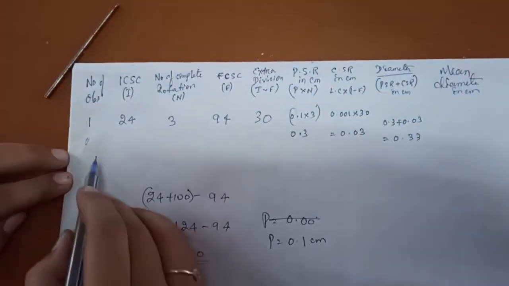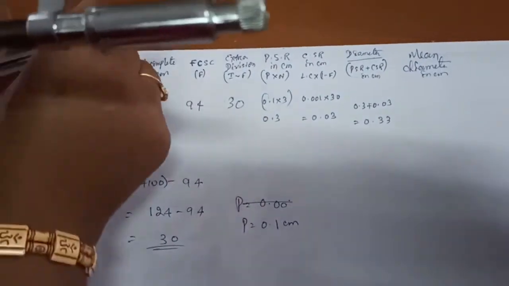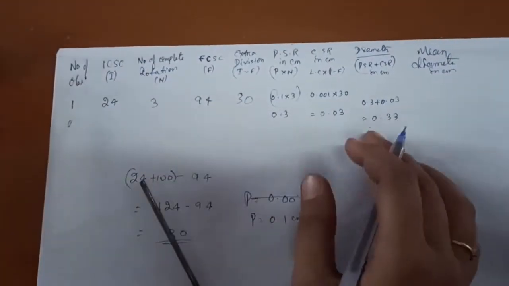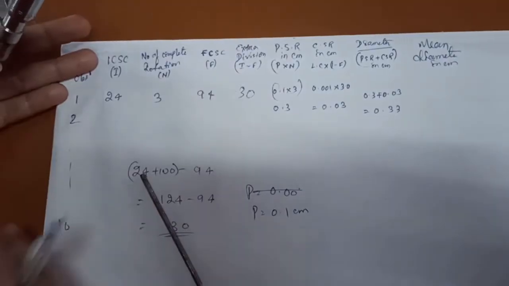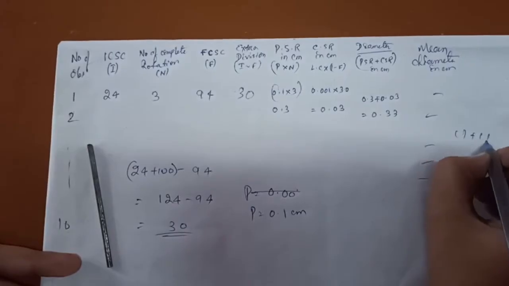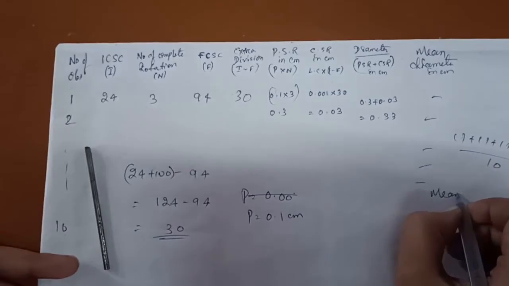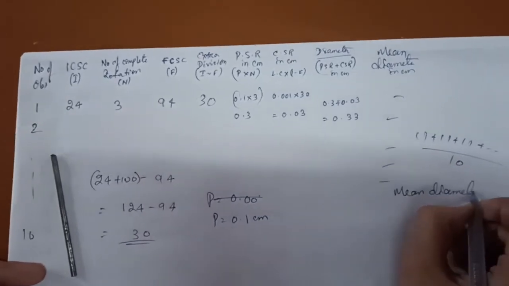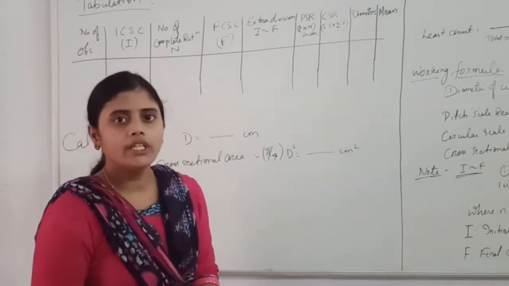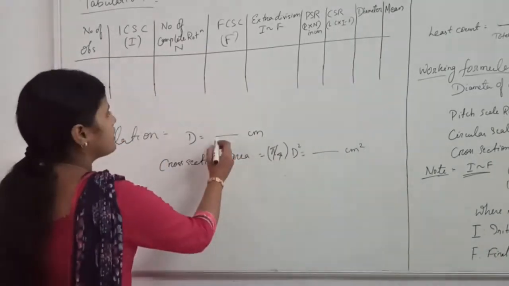This is the first observation. Then again you have to open it, keep this wire in between these two jaws, and take the reading again. Similarly, you have to do it 10 times, then you will get 10 values here. Then you have to add them and divide by 10, which will give you the mean diameter. So now you understood how to take the reading. After finding the mean diameter, you will write the value here.